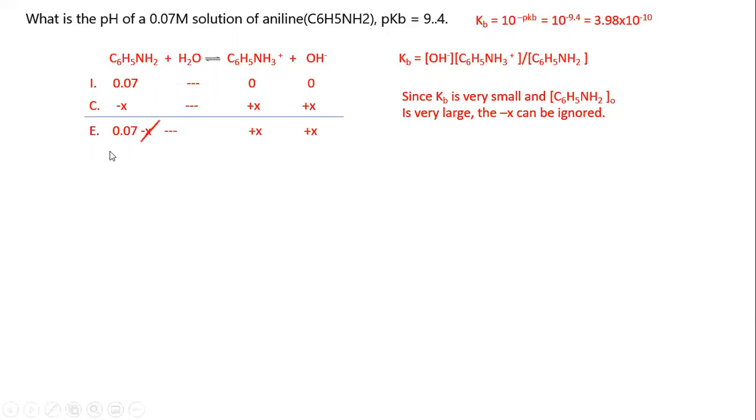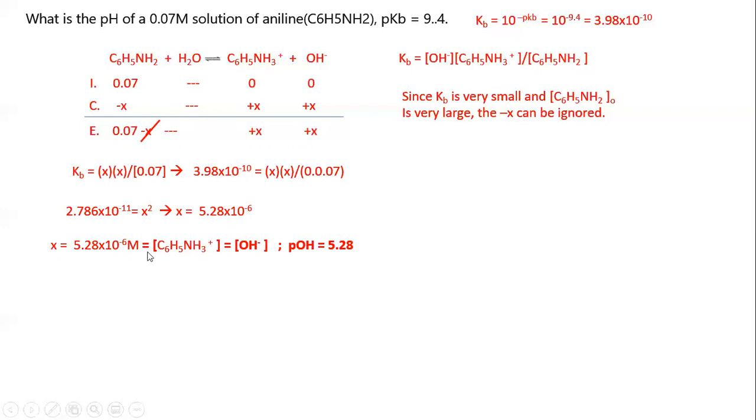We can go ahead and negate the minus x. And for most weak-base solutions, you can always negate this minus x because the Kb is going to be a lot smaller than the initial concentration for most situations. So then we set it up, we solve for x, and we get x to be about 5.3 times 10 to the negative 6.